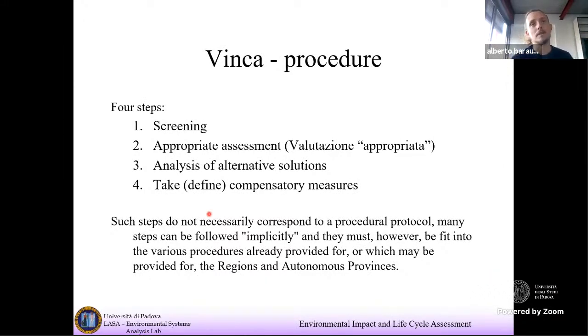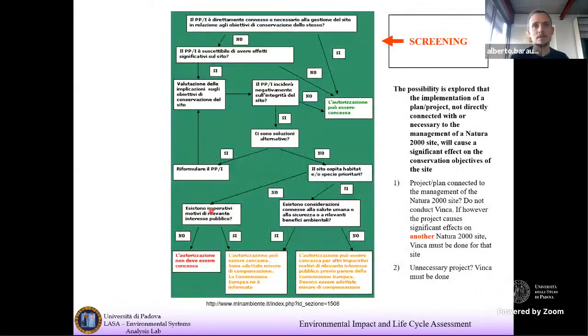How is a valutazione di incidenza procedure done in practice? In practice, you have 4 steps. You have the screening step, the appropriate assessment, the analysis of alternative solutions, and the definition of compensatory measures. Usually, for most plans or projects, you stop at the screening phase, okay? And that's the most important.